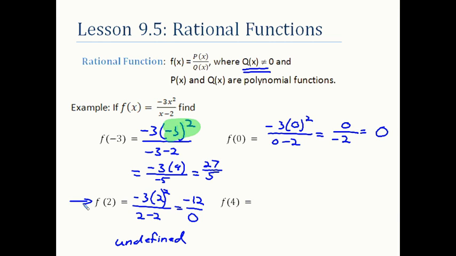Now we can find this last one, f of 4. So we have negative 3 times 4 squared over 4 minus 2. So we have negative 3, 4 squared is 16, so negative 3 times 16. 4 minus 2 is 2. We can reduce here since it's multiplying. 2 goes into 16 8 times. 2 goes into 2 once. So we have negative 3 times 8, which is negative 24. And so that's just evaluating a function at different values for x.